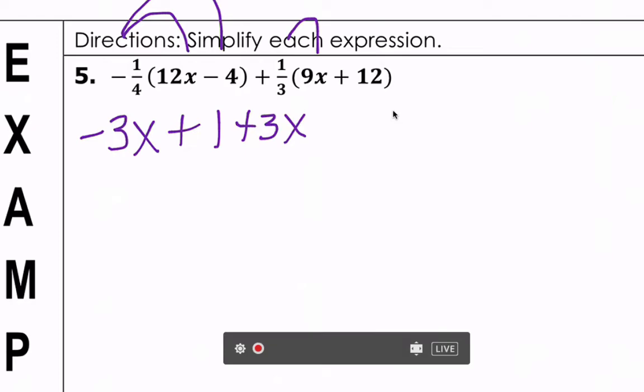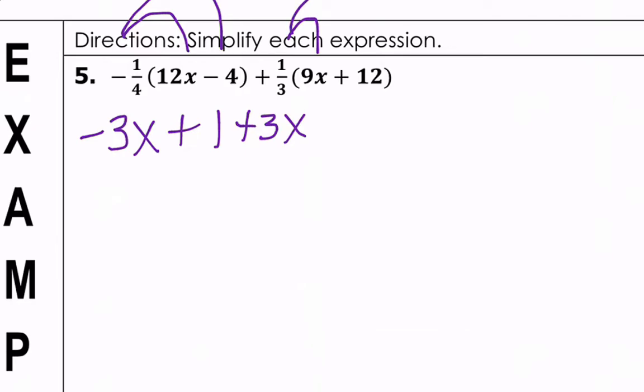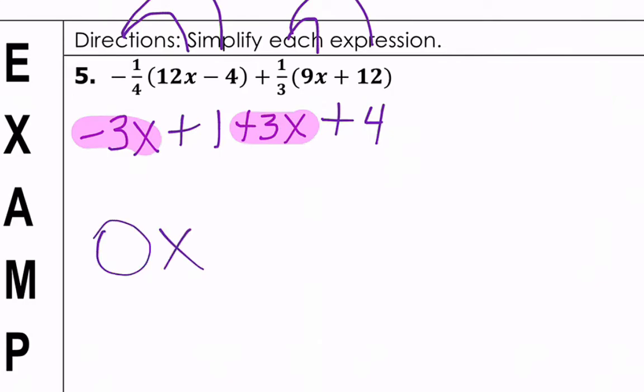Okay, so we have one more step still. I have 1/3 times 12. Well, 1/3 times 12 is a positive 4. All right, so now that I've finished multiplying, now I'm going to find my like terms and combine them, which means add them up. So I see a negative 3x and I see a positive 3x. Well, if I take a negative 3 and I add 3, it's going to cancel out to 0. So really I'm going to have 0 x's, which it's not necessary to put.